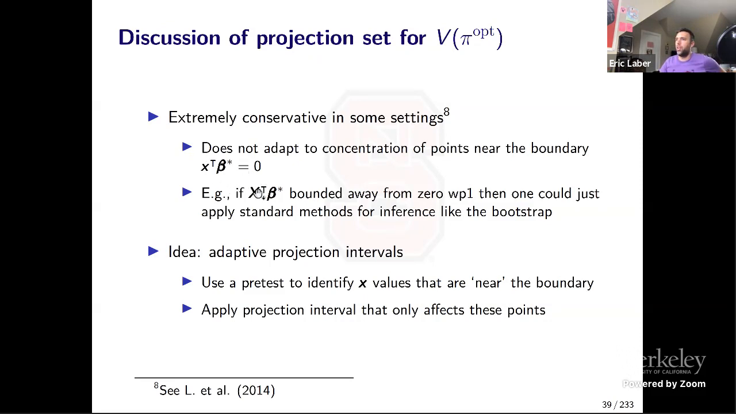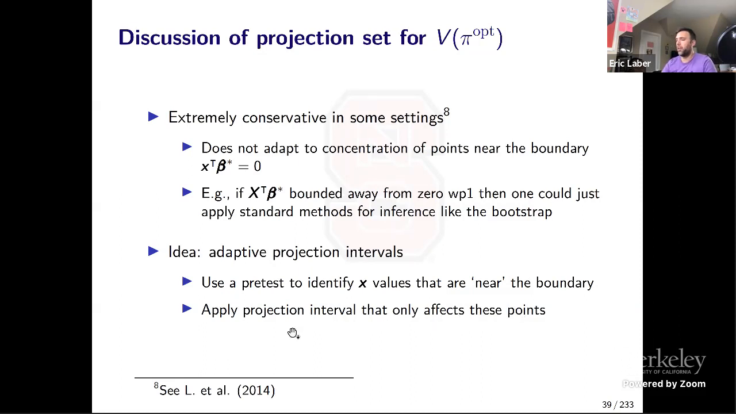So if, for example, X transpose beta star was bounded away from 0 with probability 1, so it was totally away from this boundary, then we could just bootstrap. There'd be no issue. There'd be no points in the boundary. We could have just done the bootstrap or normal approximation. There'd be no problem. So what we want is some kind of adaptive projection that is only conservative when you have points near the boundary. So how do we do that? Well, we use a pretest to identify those X values that are somehow near the boundary, and then we apply a projection interval that only affects those points.